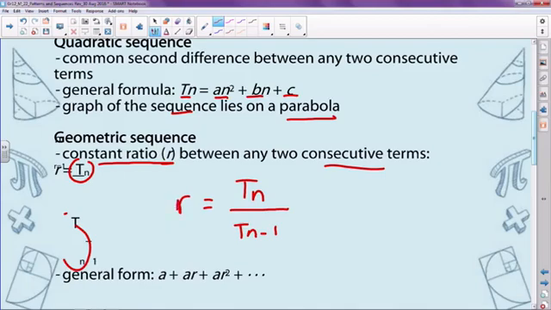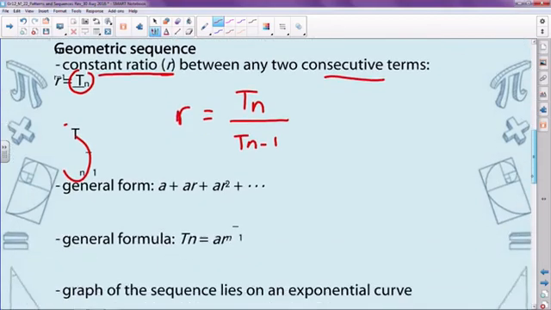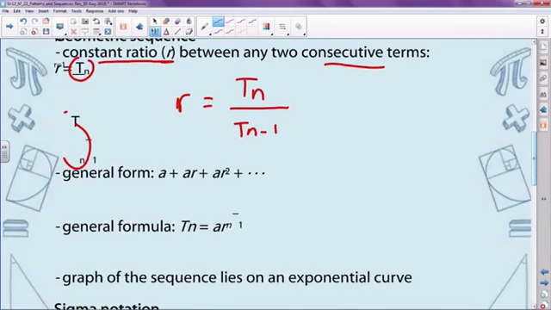Obviously, that will be the same in a geometric sequence throughout the sequence. The general form for a geometric sequence, you start with your first term A, and then you multiply by R to get the next term. So it's A, and then your next term will be AR. All right, and in fact, those plus signs, let's just make them semicolons because we're dealing with a sequence, not a series. So we've got A, and then the next term would be AR, and the next one AR squared, and so on. The general formula we use for geometric sequences is Tn is equal to AR to the power n minus 1.